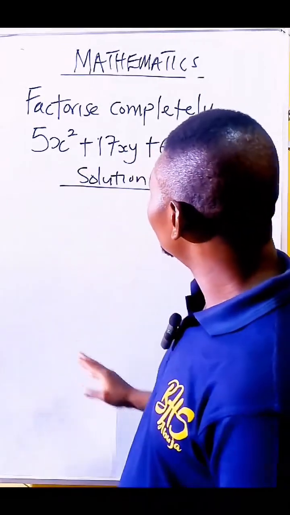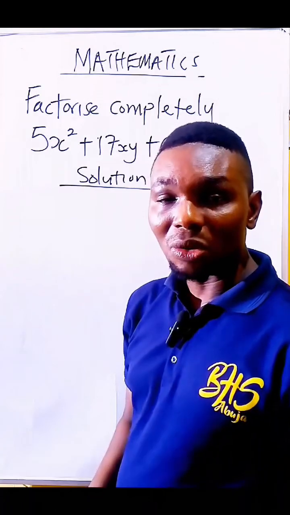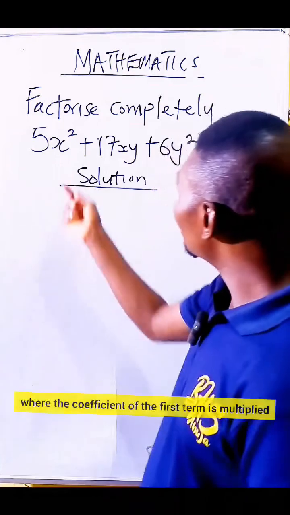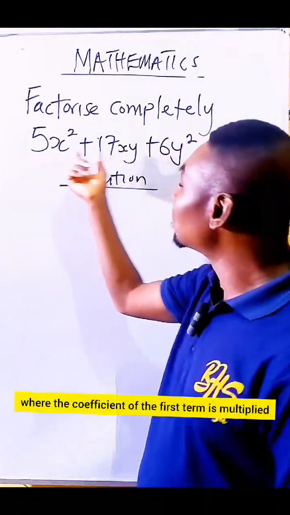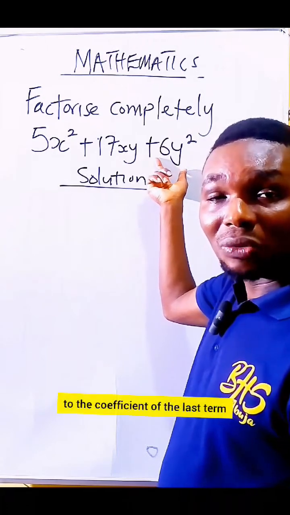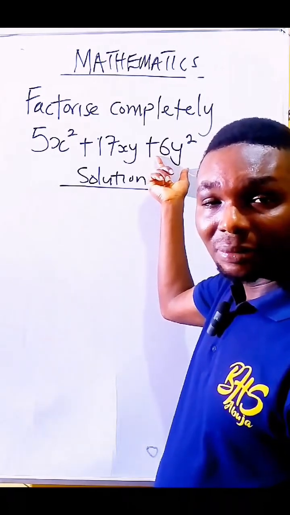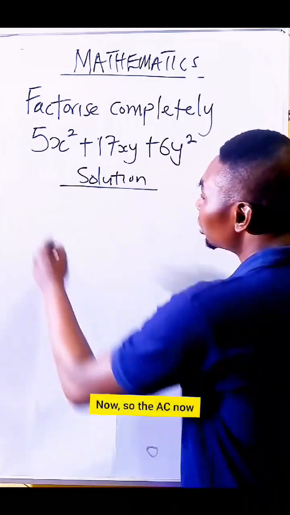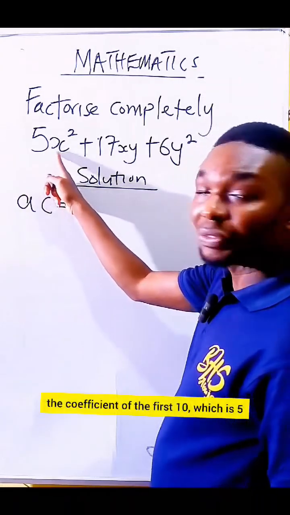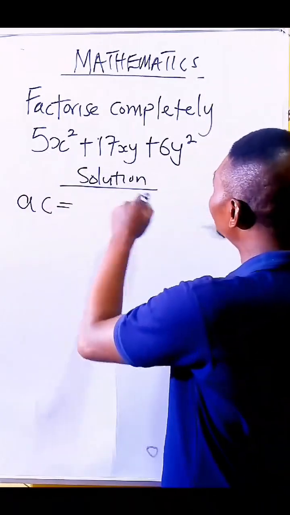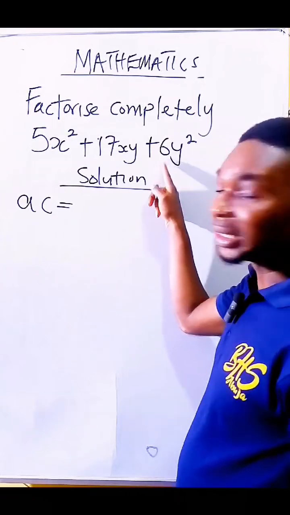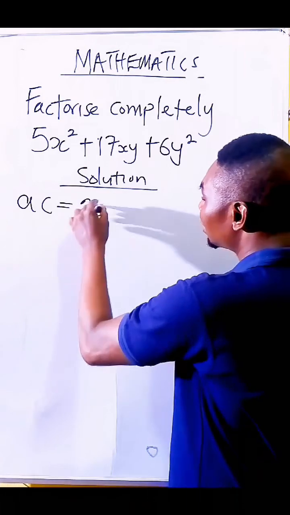To factorize this expression completely, we are going to use the AC method, where the coefficient of the first term is multiplied by the coefficient of the last term. So the AC now will be 5, the coefficient of the first term, times the last term here, which is 6, the coefficient of y squared. So we'll have 30.